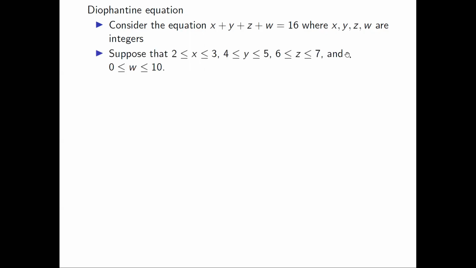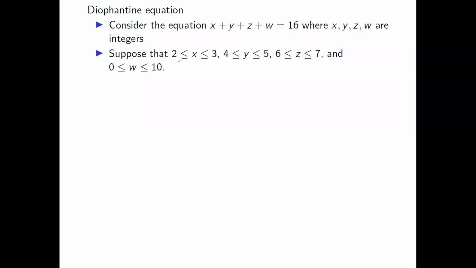We have some extra constraints on x, y, z, and w besides the fact that they're integers. So we're going to require that 2 ≤ x ≤ 3. We'll also require that 4 ≤ y ≤ 5. 6 ≤ z ≤ 7. And w can be anything between 0 and 10 inclusive. And just to emphasize again, they're all integers.